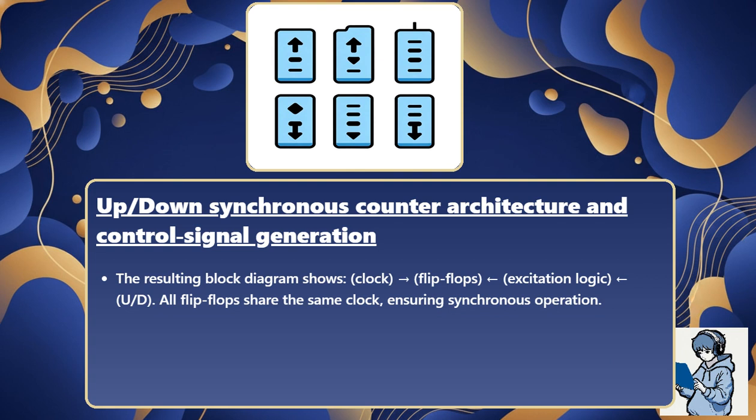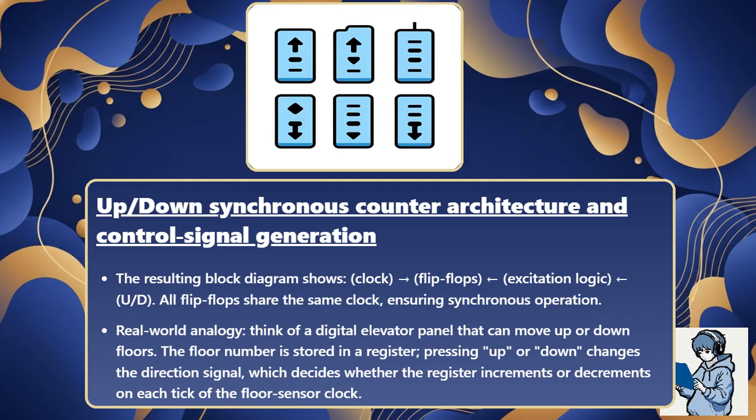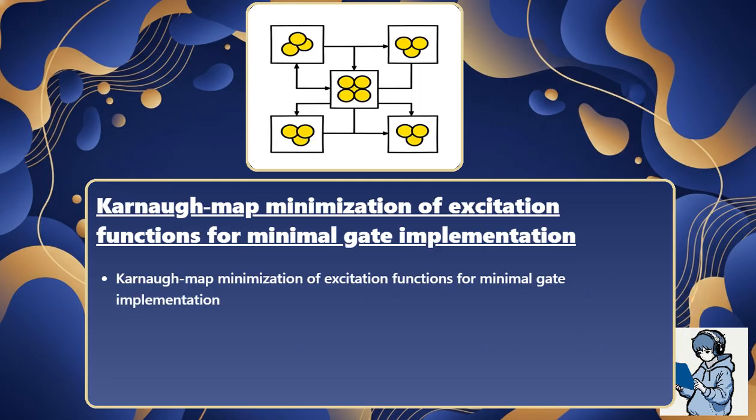The resulting block diagram shows clock, flip-flops, excitation logic, and u/d. All flip-flops share the same clock, ensuring synchronous operation. Real-world analogy: think of a digital elevator panel that can move up or down floors. The floor number is stored in a register. Pressing up or down changes the direction signal, which decides whether the register increments or decrements on each tick of the floor sensor clock.